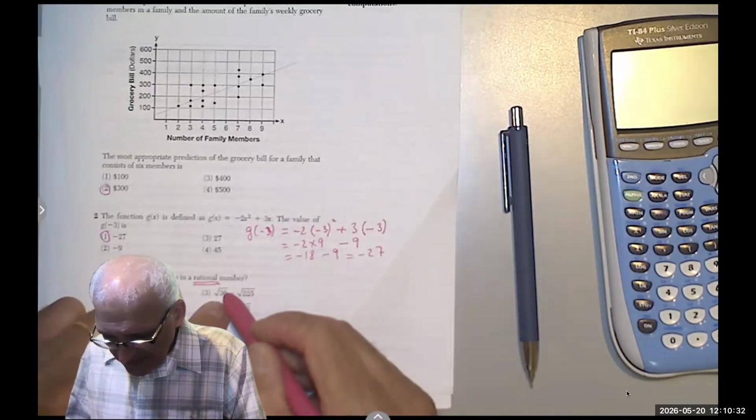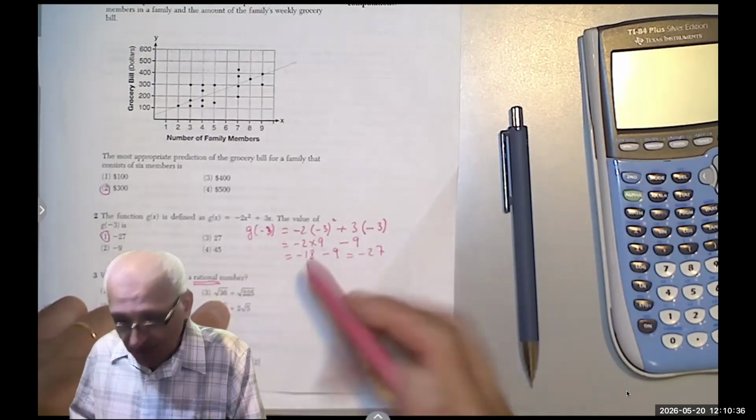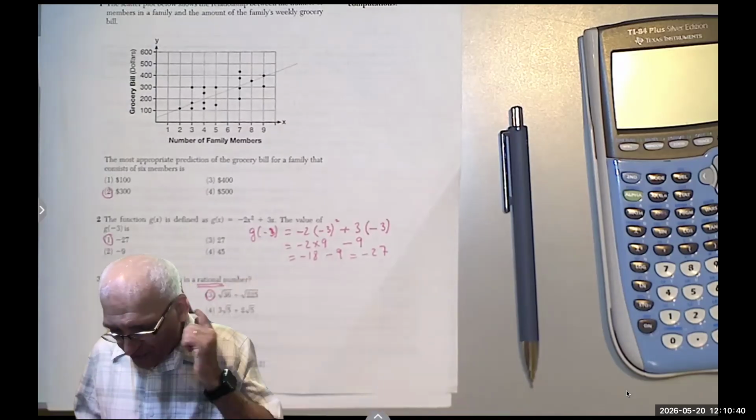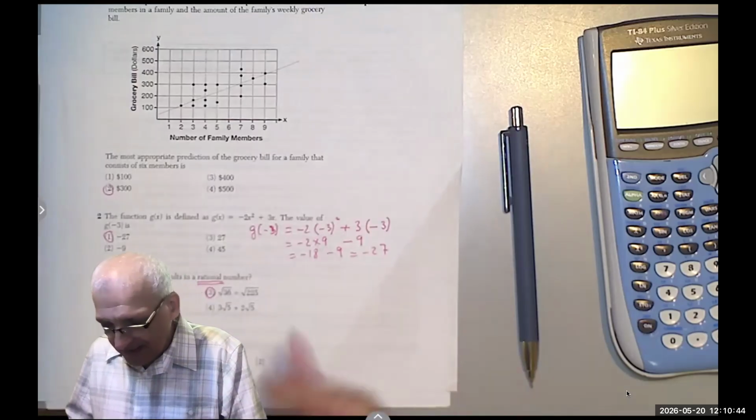Square root of 36 is 6. Square root of 225 is 15. Yes, 6 plus 15 is 21. That is a rational number. And of course, if you come here, square root of 5 is not rational, so it has to be 3.